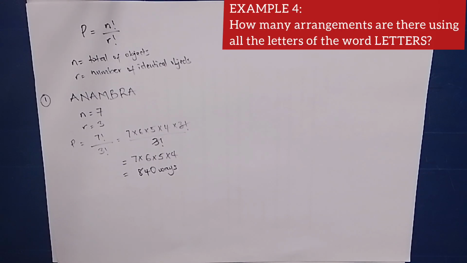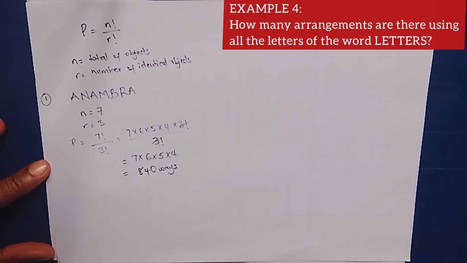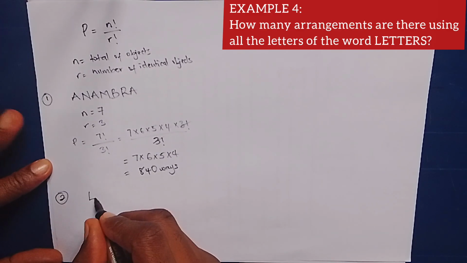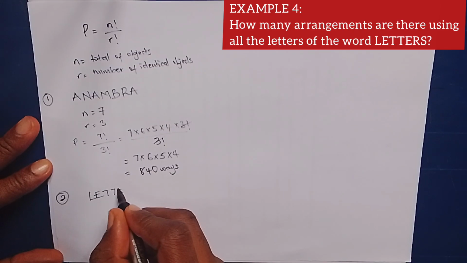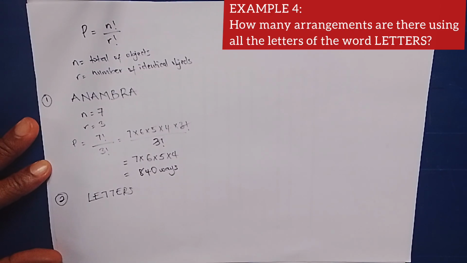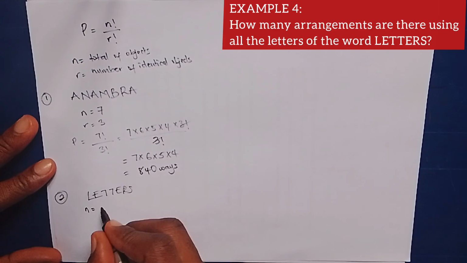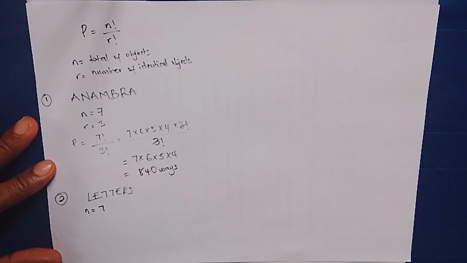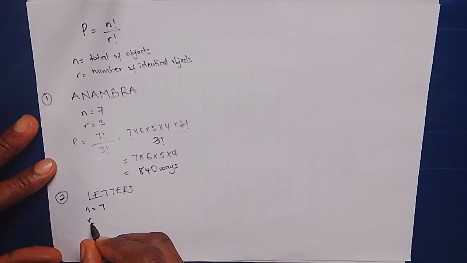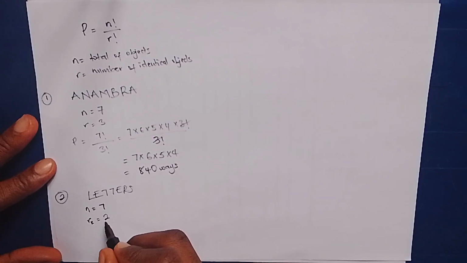Now for our second example, we are asked how many arrangements are there using all the letters of the word letters. We have the number of letters here, objects: 1, 2, 3, 4, 5, 6, 7, and n is equal to 7. Then, if you notice, we have two sets of identical letters, which is E and T. So our r for E is equal to 2, and our r for T is still equal to 2.